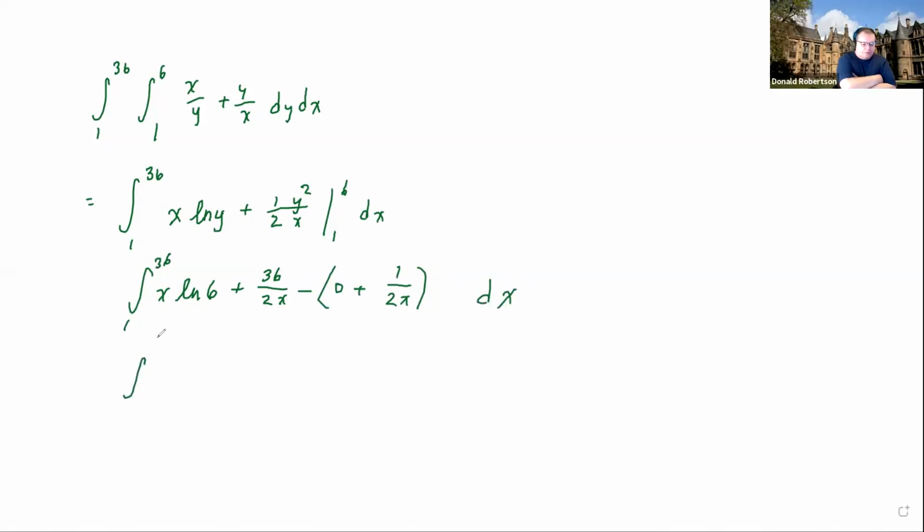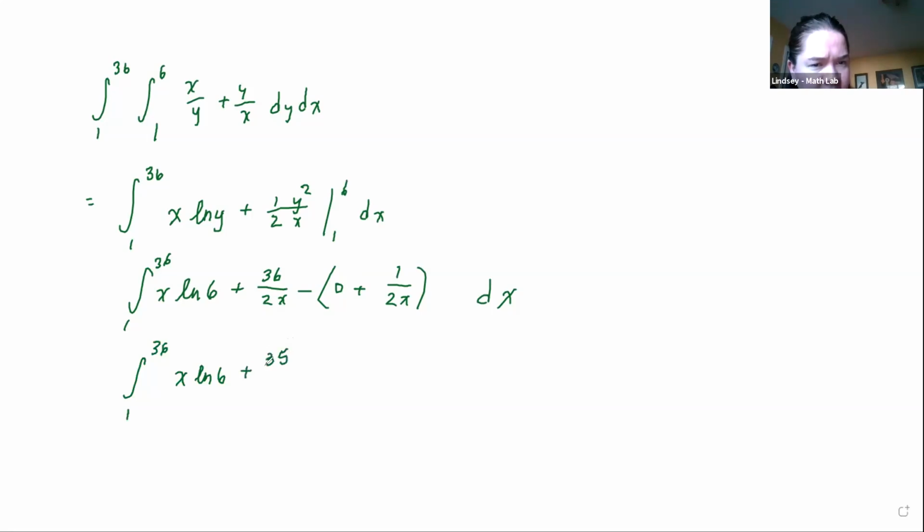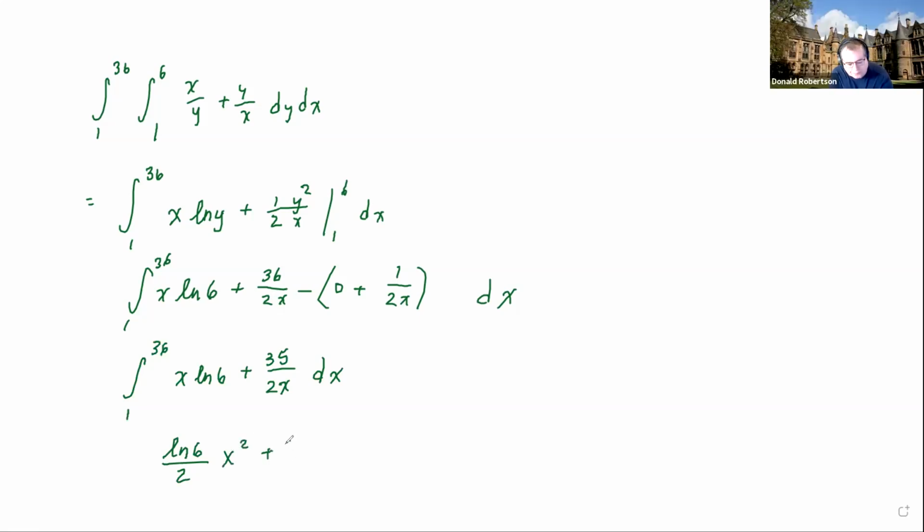Okay, let's just tidy this up a little bit before we move on. So x ln of 6 is fine, and that becomes plus 35 over 2x. Perfect. And then integrating with respect to x, that's going to be ln of 6 over 2 x squared. Yep, that's fine. And 35 halves ln of x. Looks good to me.